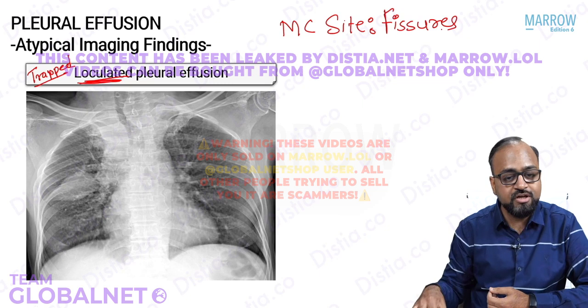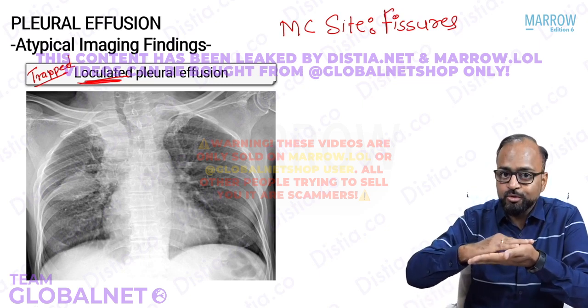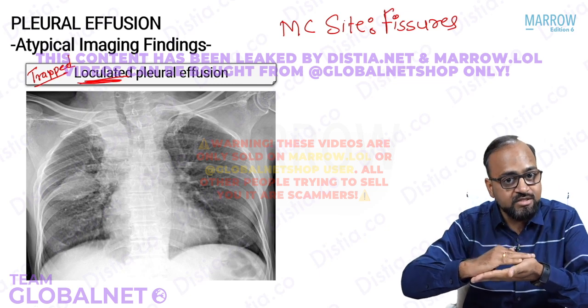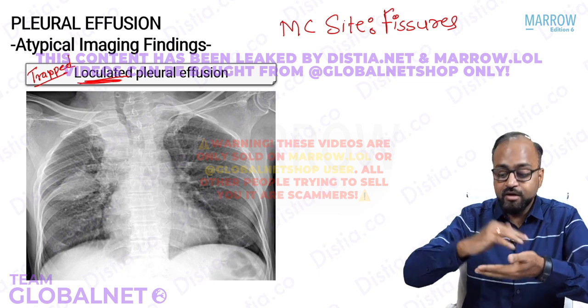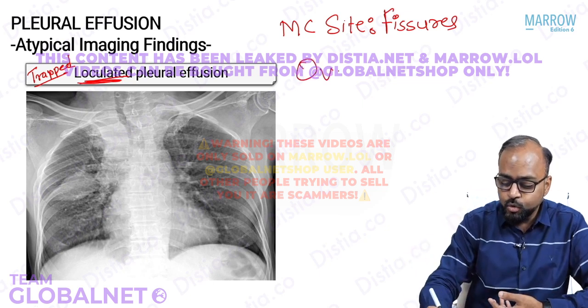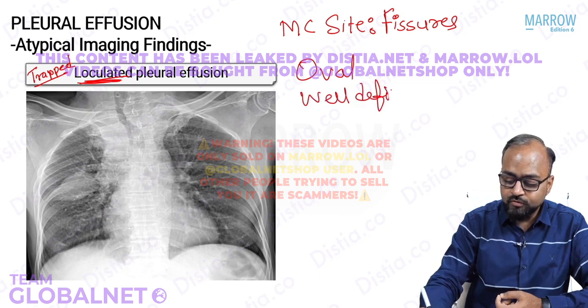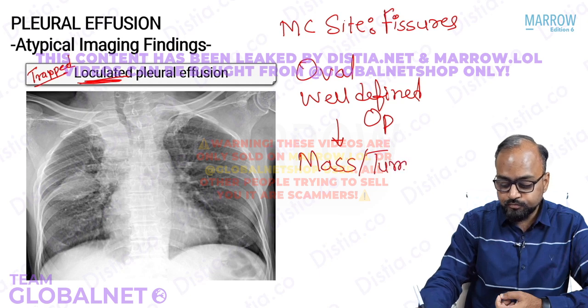Because in a fissure, there are two layers of pleura. In between those two layers of pleura, there is a potential space. And in that potential space, fluid can get accumulated. When it gets accumulated in the pleura, it creates an oval, well-defined opacity that actually looks like a mass or a tumor.